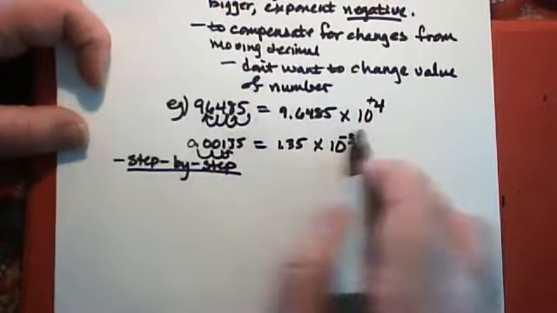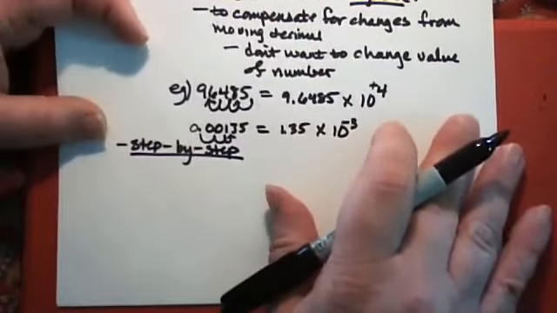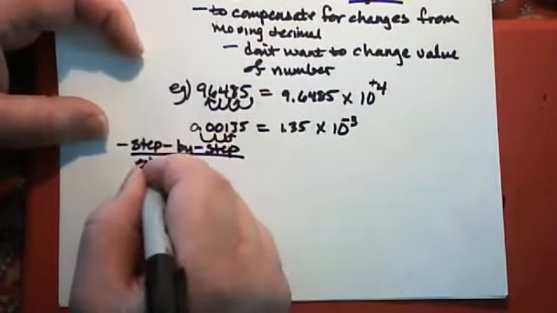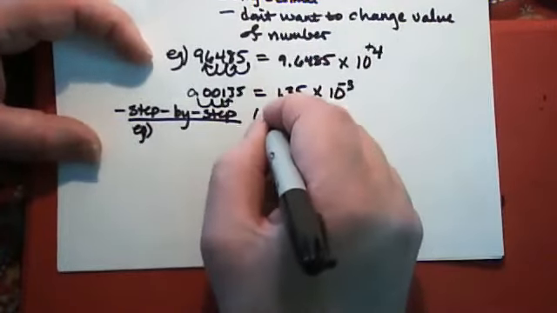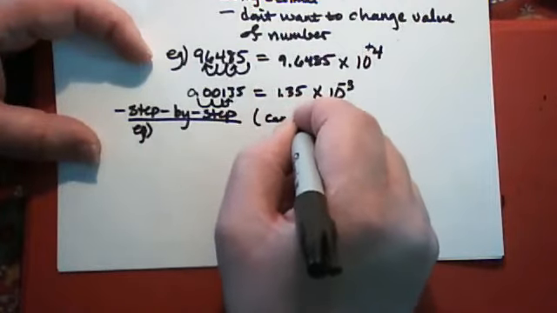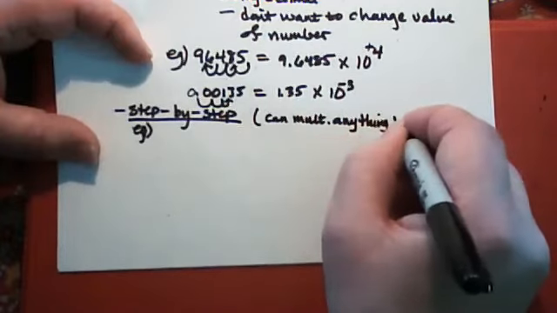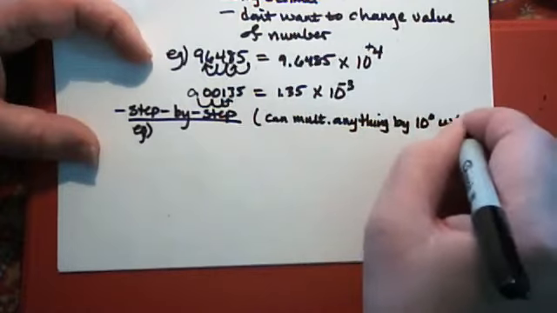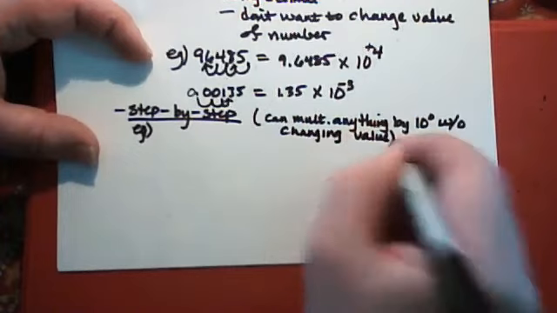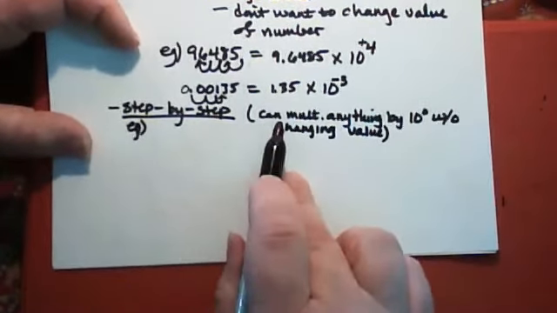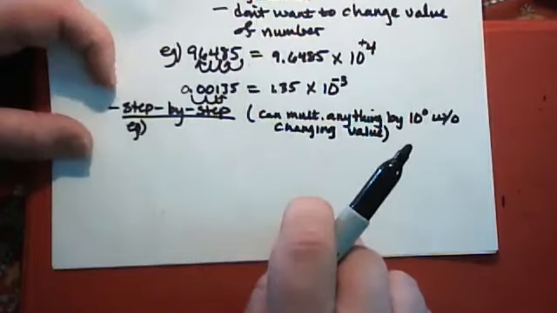Now, if you're comfortable with it, you can do conversions like this all at once, like I just did, no problem. But if you're just getting used to this sort of thing, then you might want to do it step by step. And I'm just making a note of what I just said a few minutes ago. You can multiply anything by 10 to the 0 power without changing the value, because 10 to the 0 power is 1.